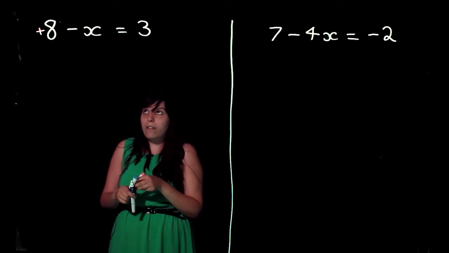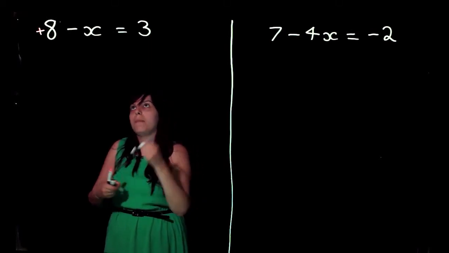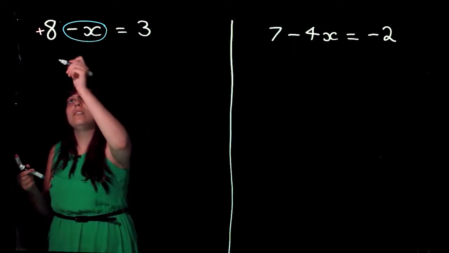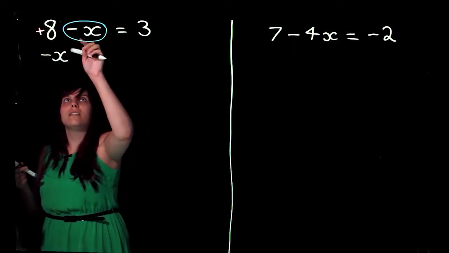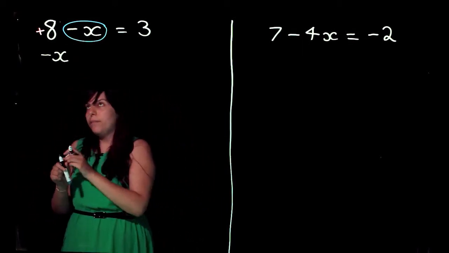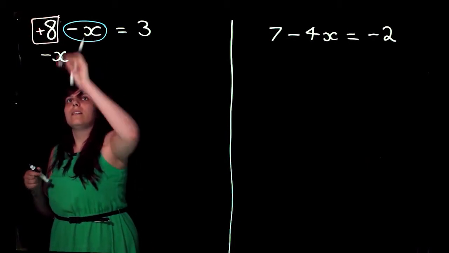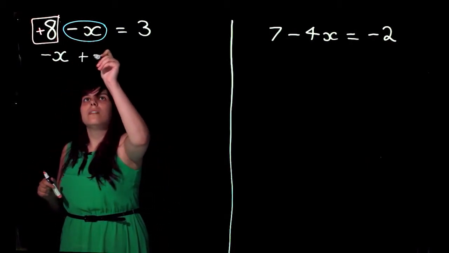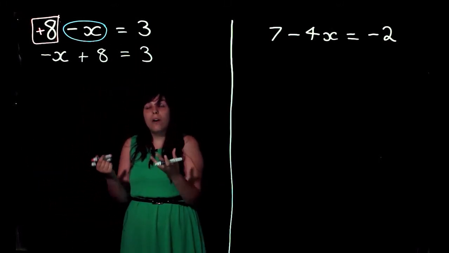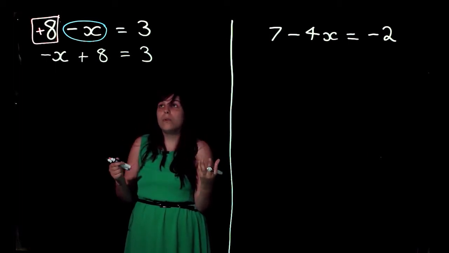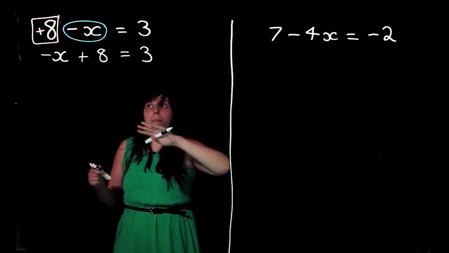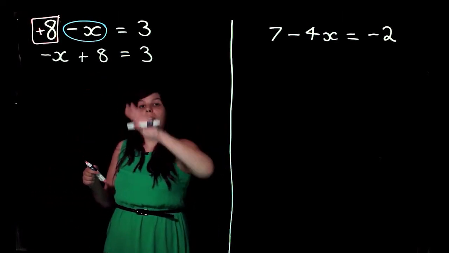So I'm going to rearrange this, and I'm going to take my plus x to the front, because I like my x first. Sorry, my minus x, not plus x, minus x. And then I'm going to put my plus 8 afterwards, and that equals 3. And now that's much better, because now I can follow what I've done before. So I've got a minus x, and I'm adding 8 to it, and I'm going to get 3.